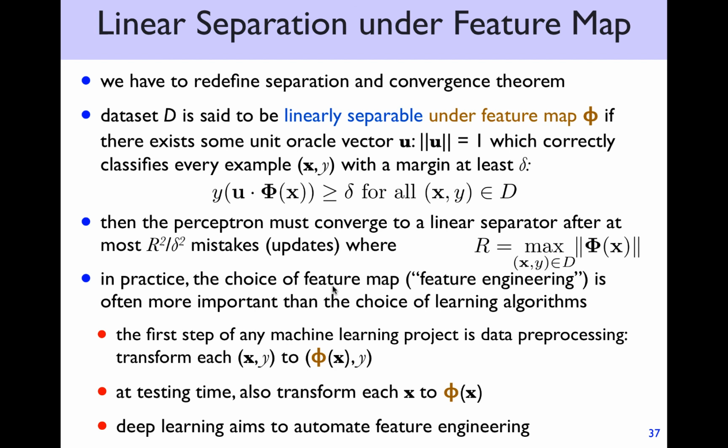So at testing time, do not forget to transform each input into phi of x as well, because you trained in phi of x space. So trained on a higher dimensional space, you have to test on a higher dimensional space as well. And you might think that feature engineering is boring. It is boring, right? You have to try a lot of different things. You have to try, say, feature combinations, x1 x2, x2 x3, x1 x3, and so on and so forth.